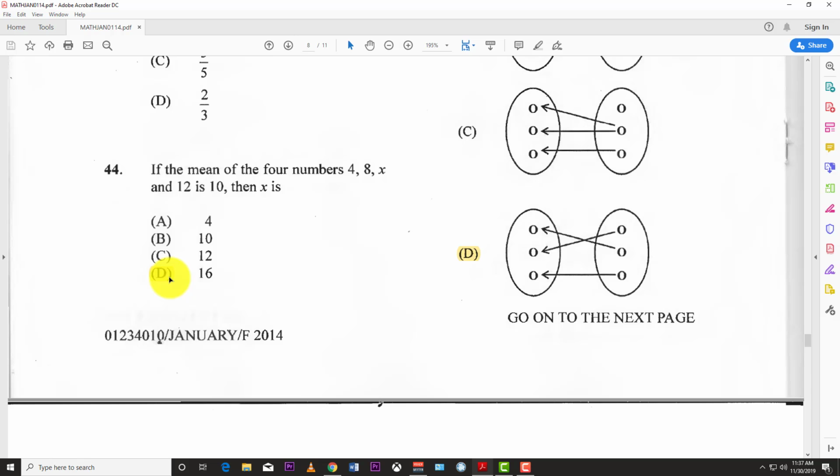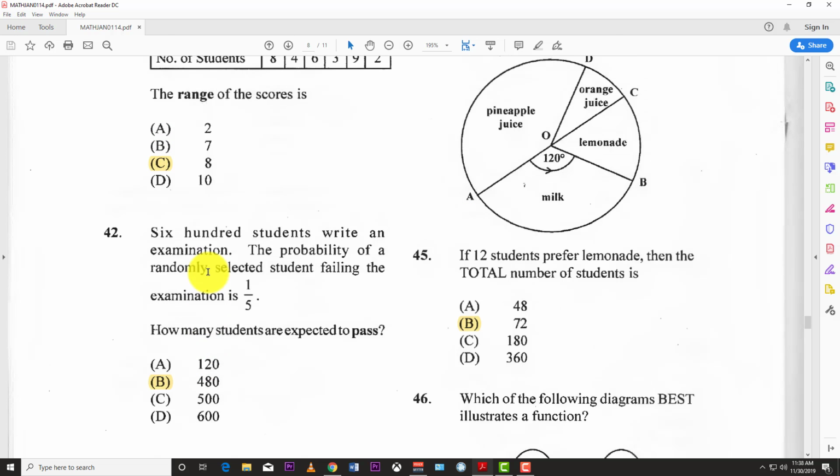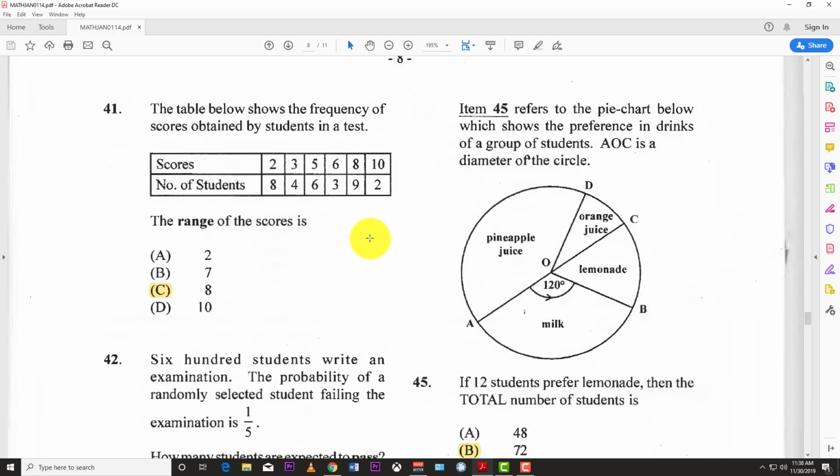44. If the mean of 4 numbers 4, 8, x and 12 is 10, then x is, and the answer here is 16. X is 16. 45 refers to the pie chart below, which shows a preference in drinks of a group of students.